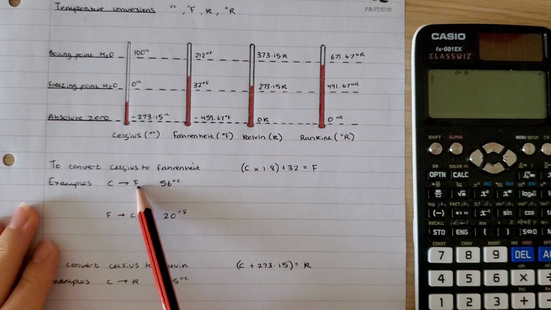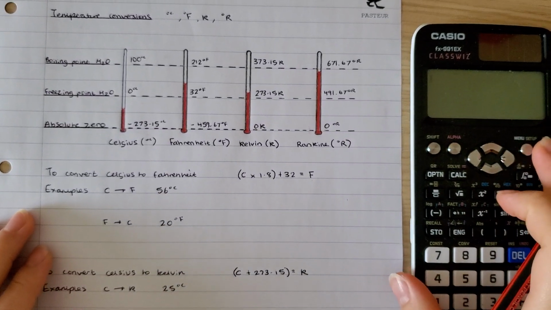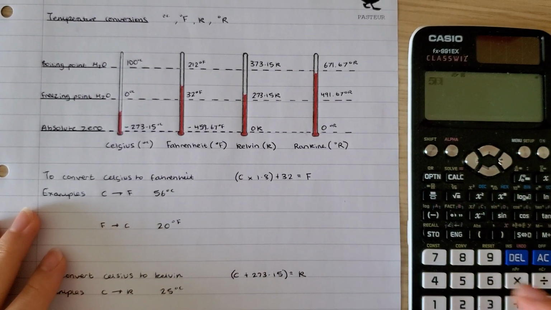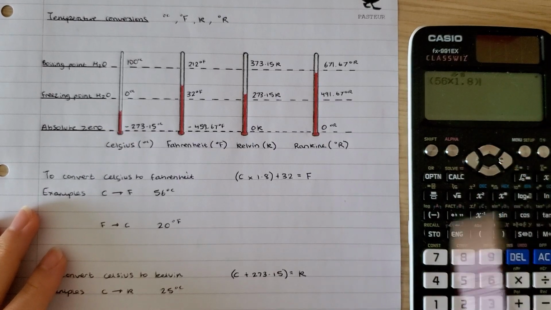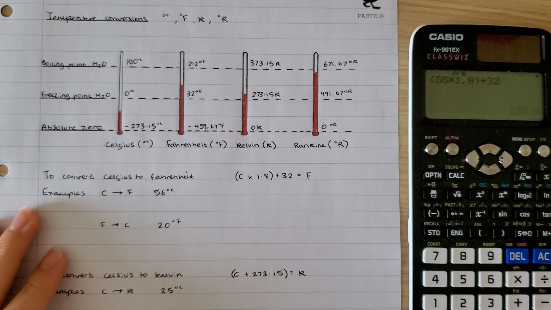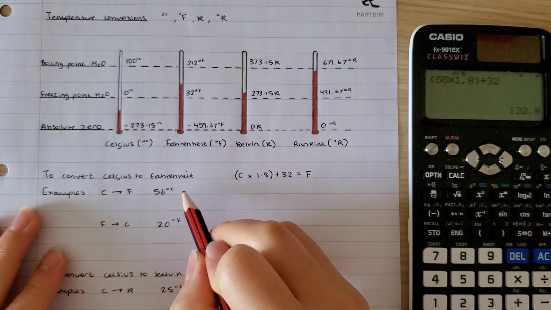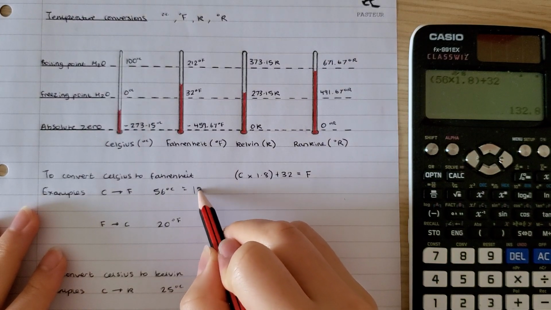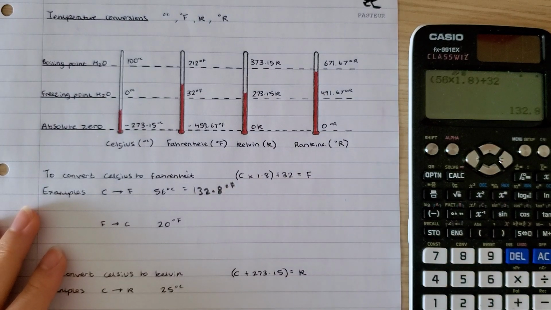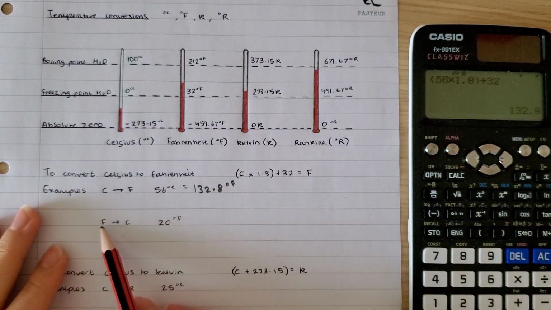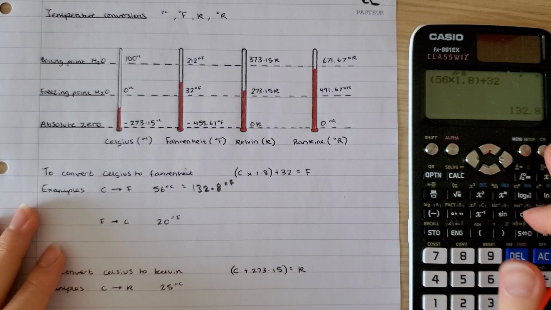So if we want Celsius to Fahrenheit and we're given 56 degrees, so we do 56 multiplied by 1.8 and then we add 32 to get to the Fahrenheit scale. So this equals 132.8 degrees Fahrenheit. Same again if we want to go from Fahrenheit to Celsius.